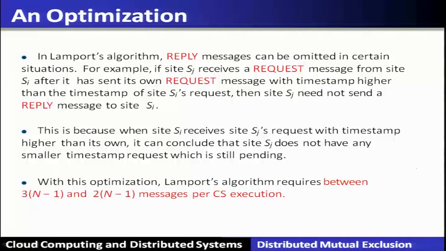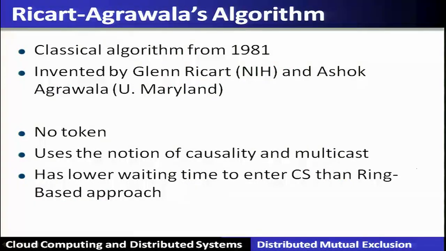There is a possibility of optimization of Lamport's algorithm. The optimization says that the reply can also play the role of the release, so the release message can be suppressed. With this optimization, Lamport's algorithm requires between 3(n minus 1) and 2(n minus 1) messages per critical section invocation. The next algorithm is an improvement of Lamport's algorithm, called the Ricart-Agrawala algorithm.